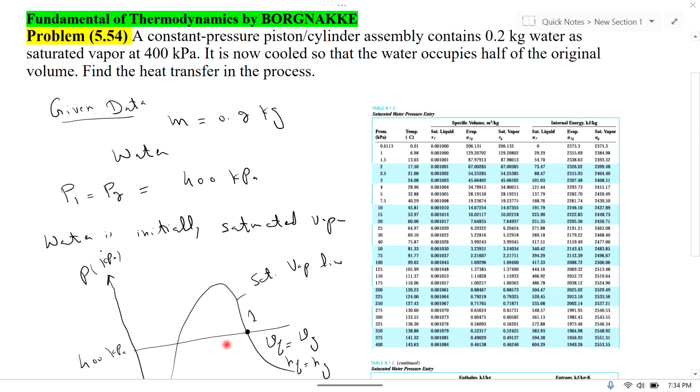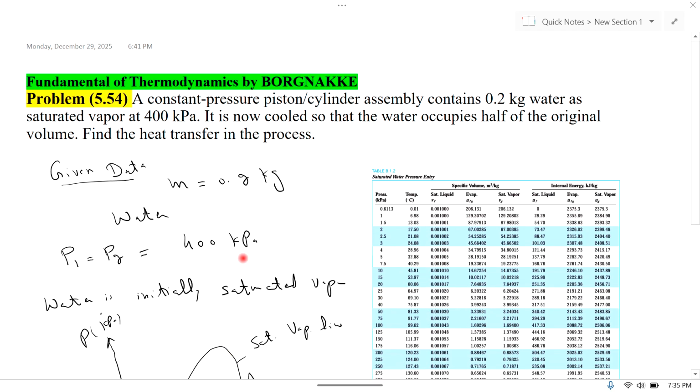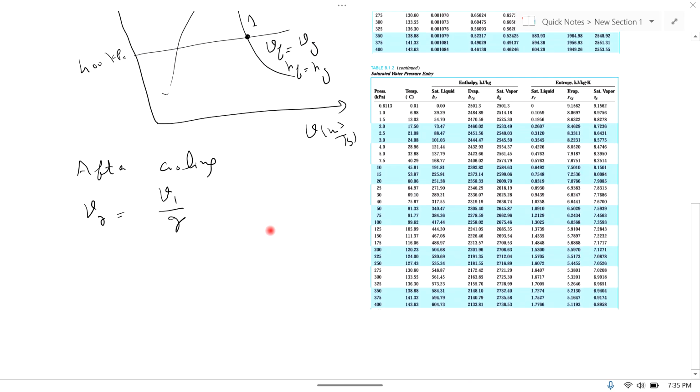Water is initially saturated. It is now cooled so that the water occupies half of the original volume. After cooling, V2 is equal to V1 divided by 2. Find the heat transfer in the process. Required is to find Q in the process.